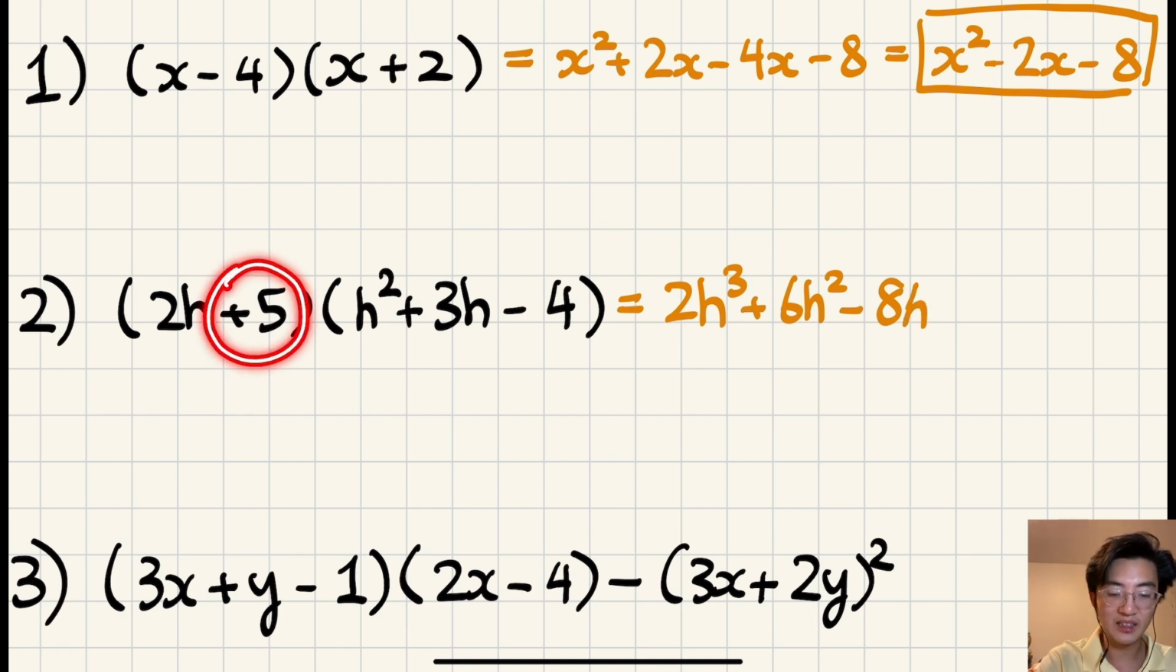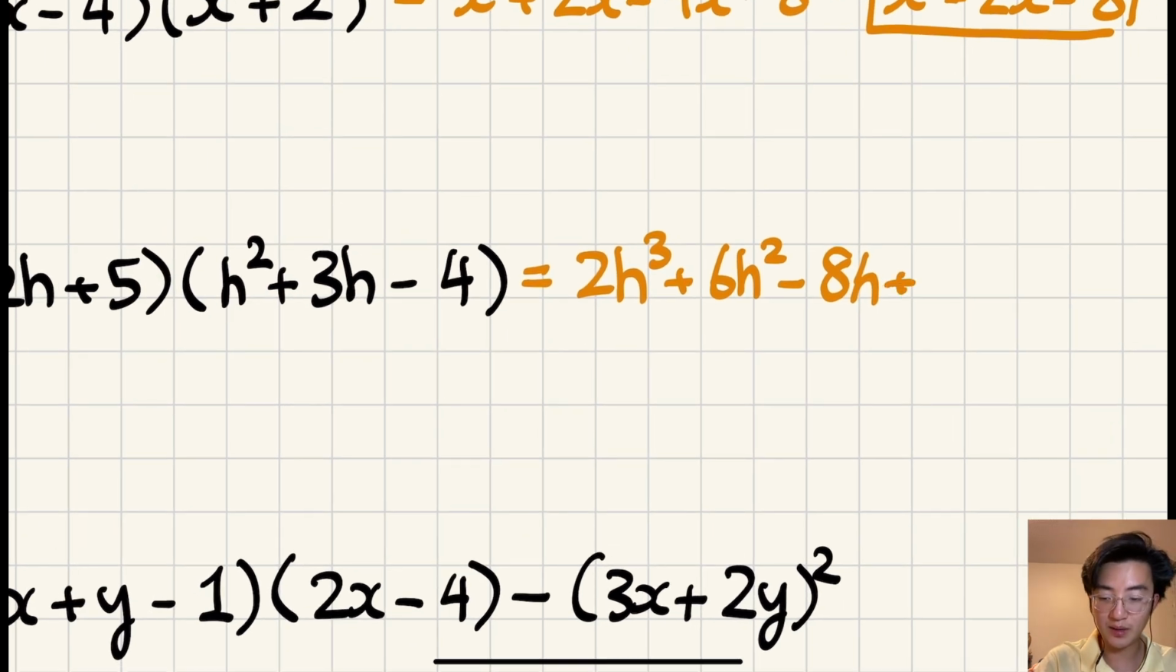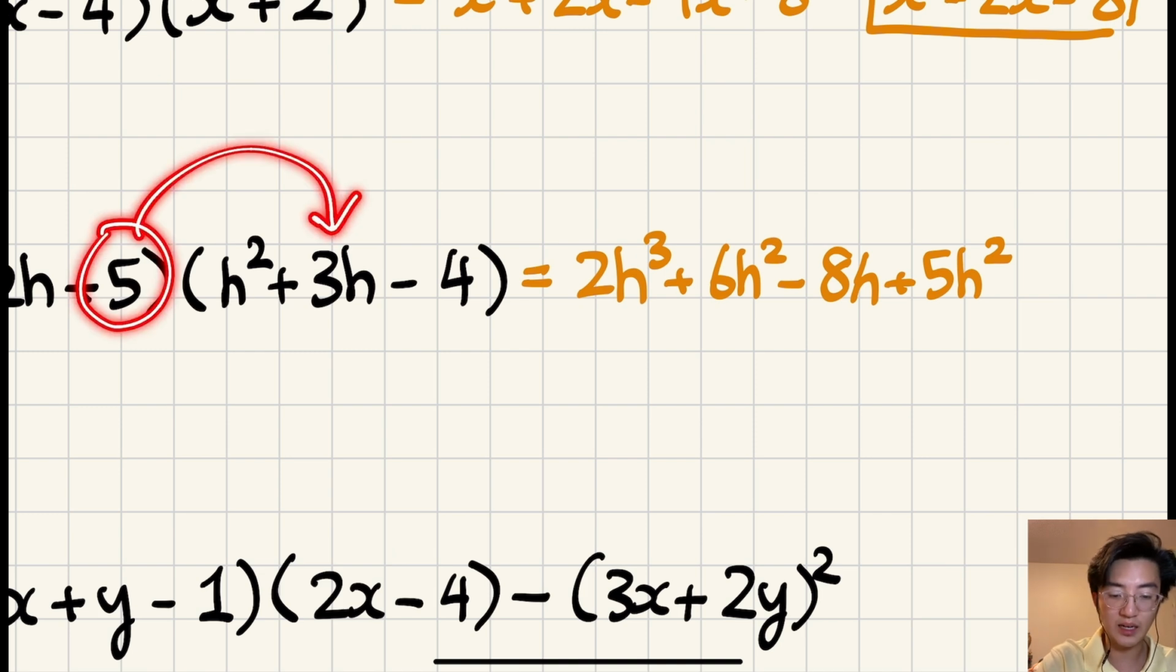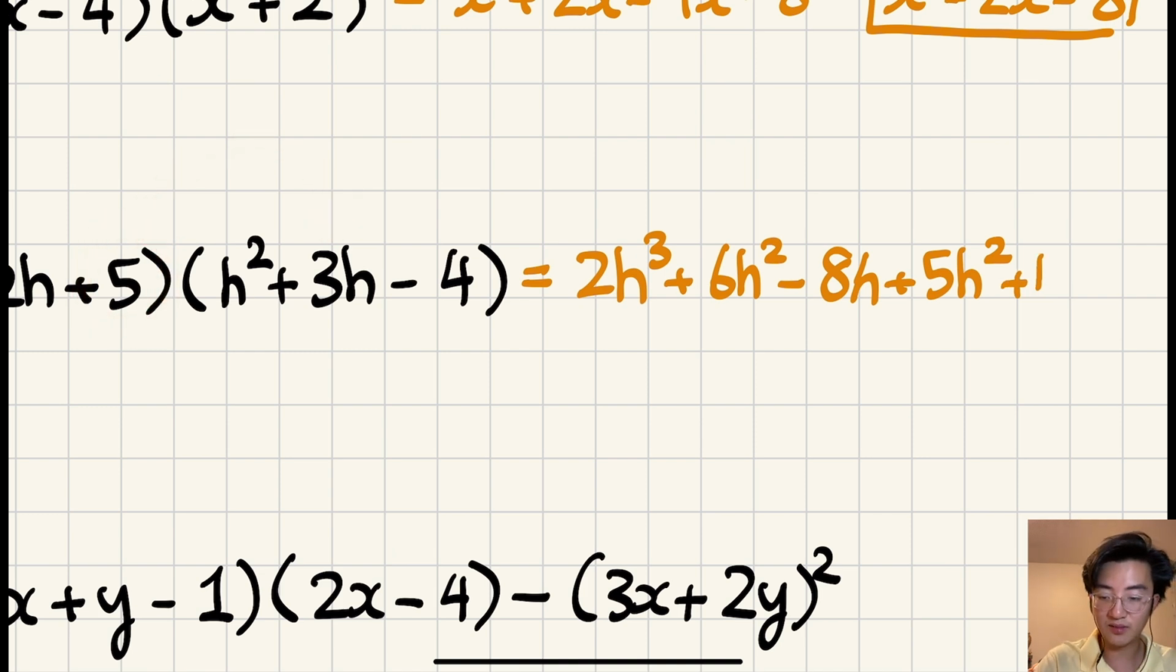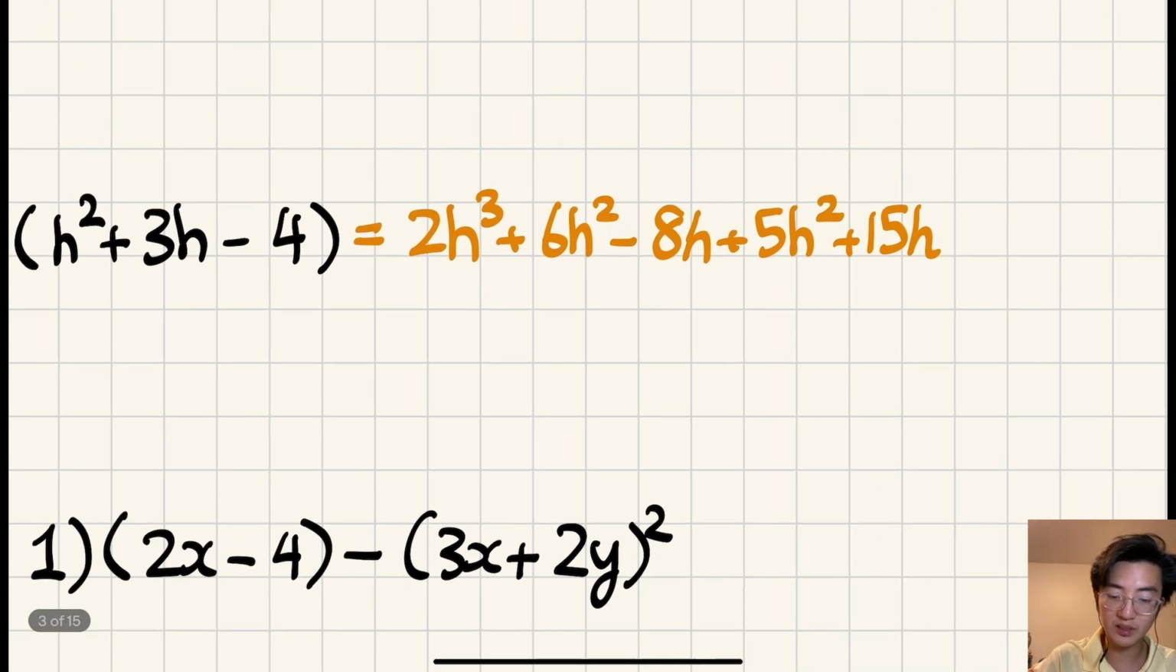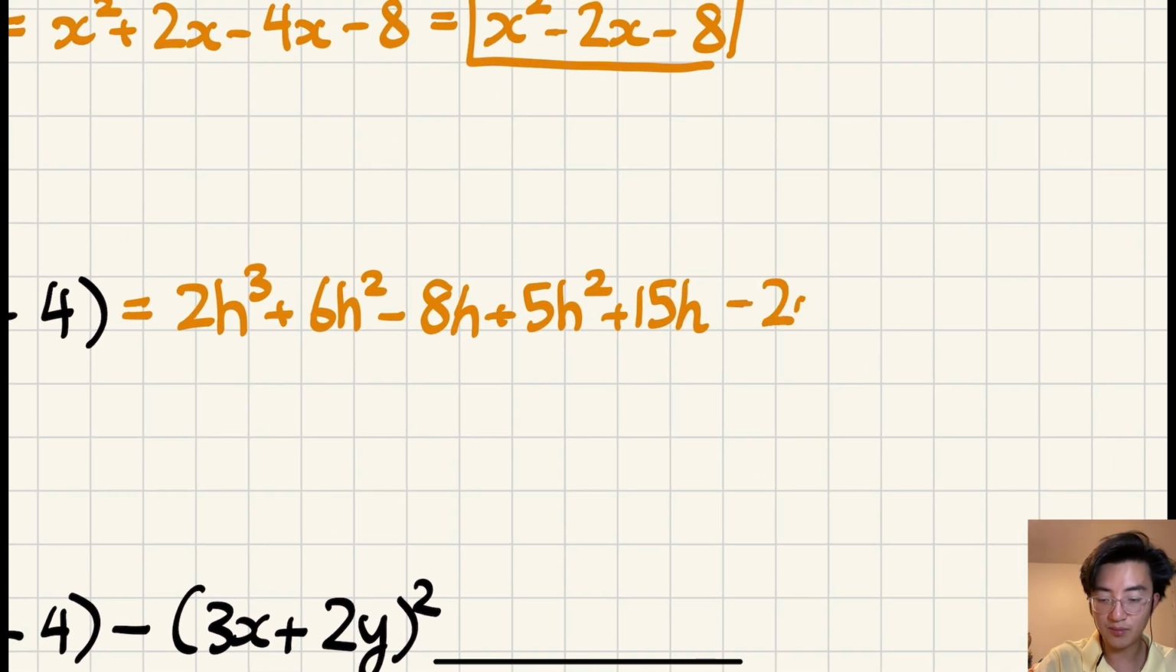Okay, next we go to second term times the first term. So 5 times h squared is 5h squared. And then 5 times 3h is 15h. And lastly, 5 times negative 4 or minus 4 is minus 20.